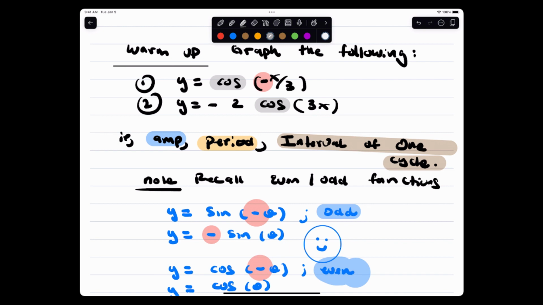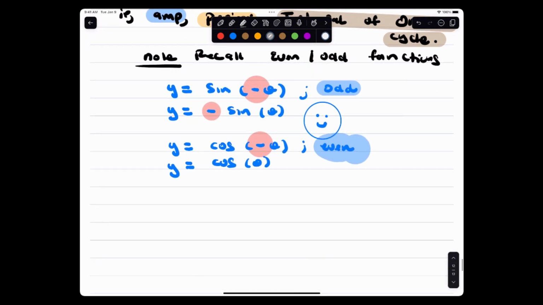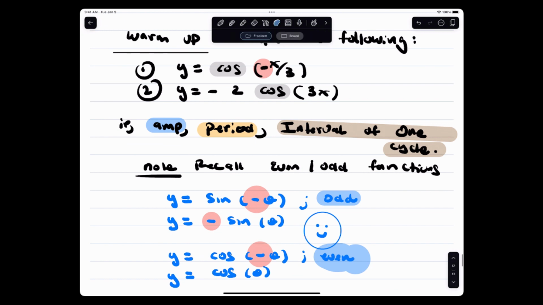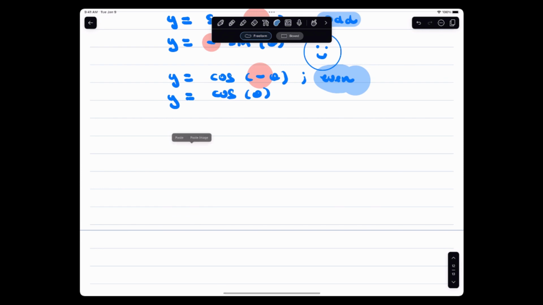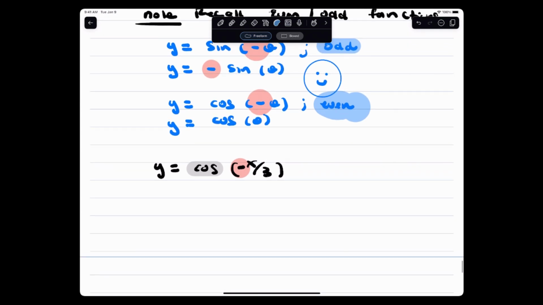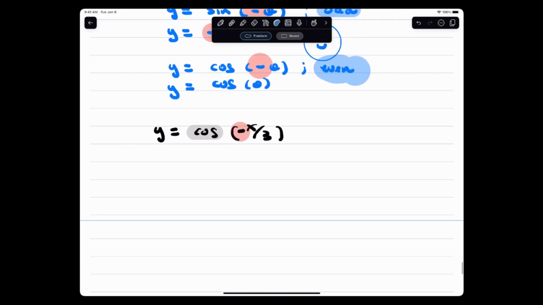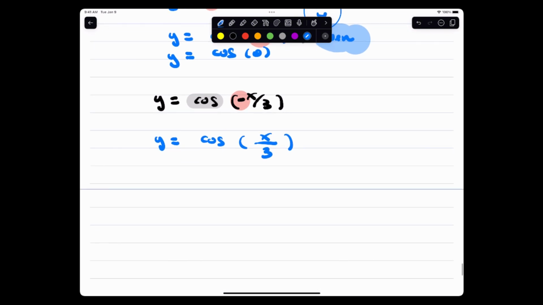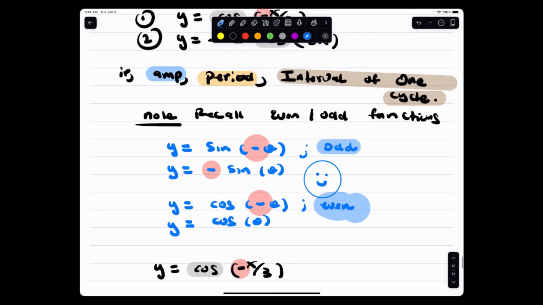Here we go. So how did you guys apply the fact that cosine is even? What does this mean? Do you guys know? It means y is cosine of what? X over 3. Okay, is that what it means? So it kind of means just ignore the negative sign. Okay, now we have to find the what again? We got to find all these things that we've been finding.